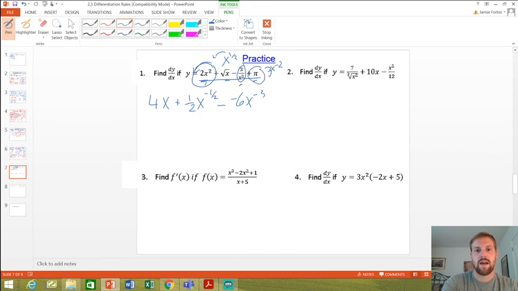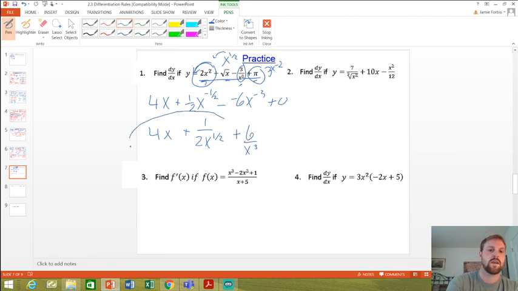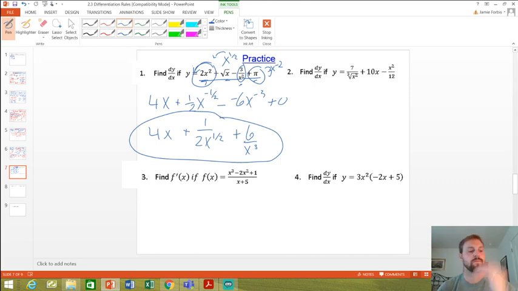And then lastly, pi is just a number, and the derivative of a constant is 0. So what I'm left with is 4x plus 1 over 2x to the 1/2 plus 6 over x cubed. Ta-da! Okay. All right, see if you can try these other ones.